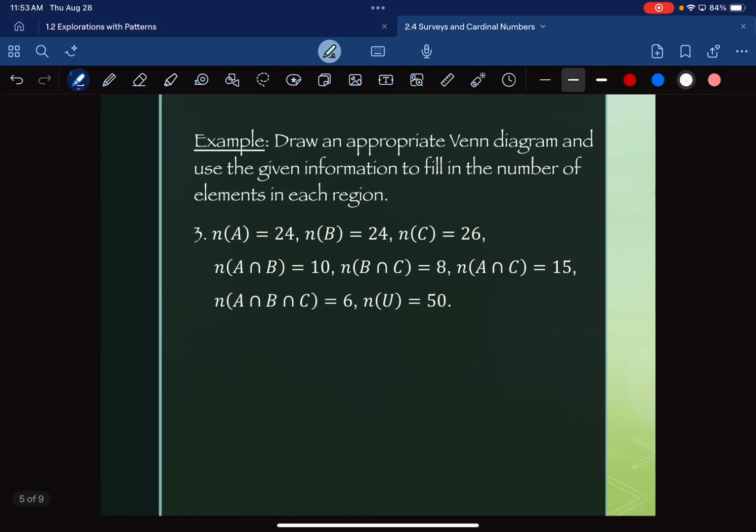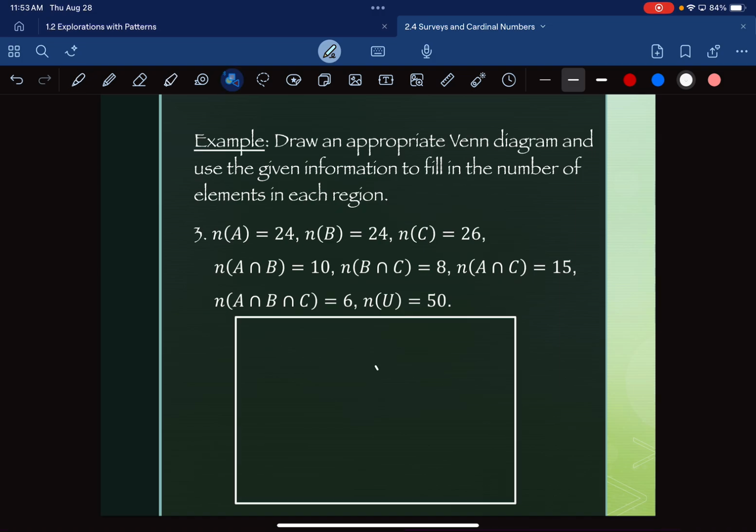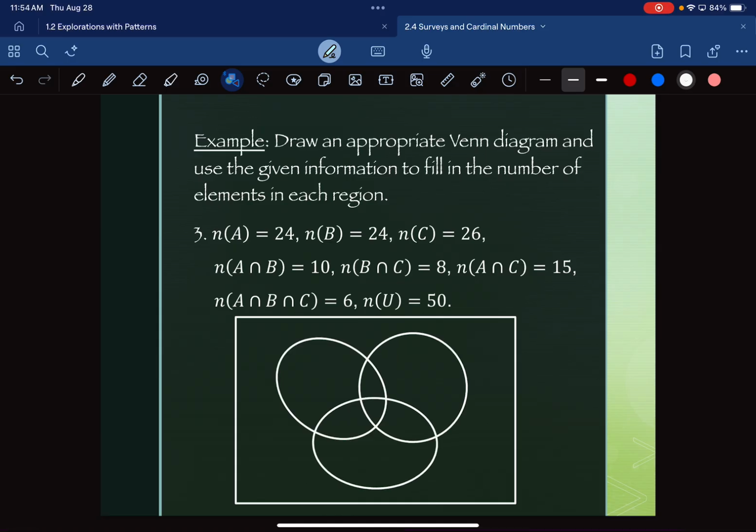Okay, so let's actually take a look at a three circle one. Yes, David? Yep. All right. So I know there's 3 circles. Why? There's 3 letters listed, right? 3 letters listed. So we're going to draw a rectangle that's got 3 circles in it, all of them overlapping. A, B, C, and here's my U.